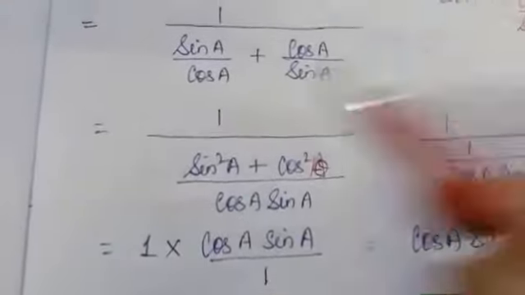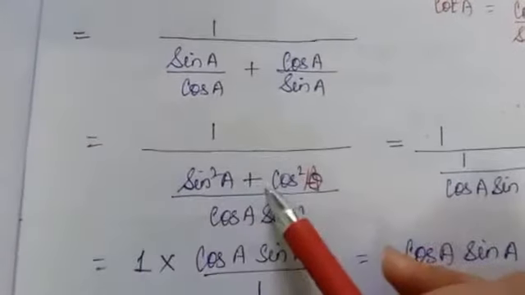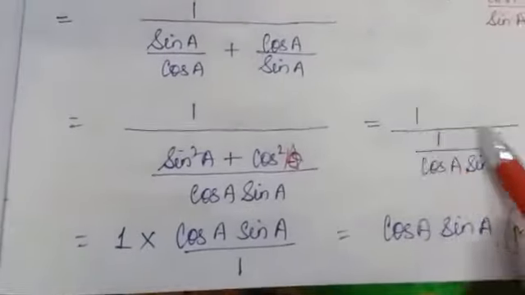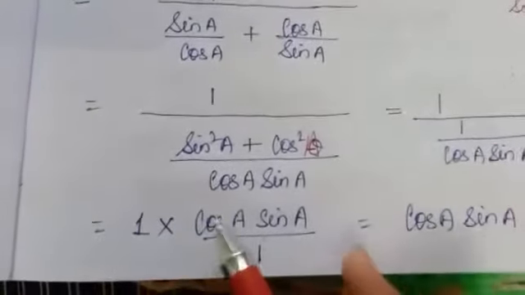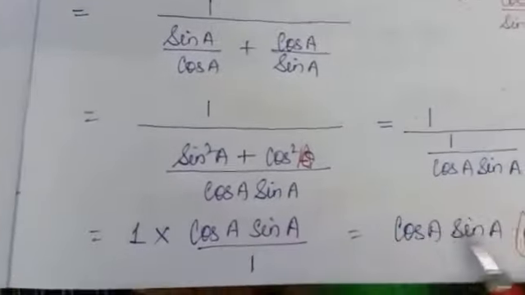Now we know sine square theta plus cos square theta is 1. So sine square A plus cos square A is 1 divided by cos A sine A. Now we will write this in the numerator. We'll write reciprocal. So this is cos A sine A, proved.